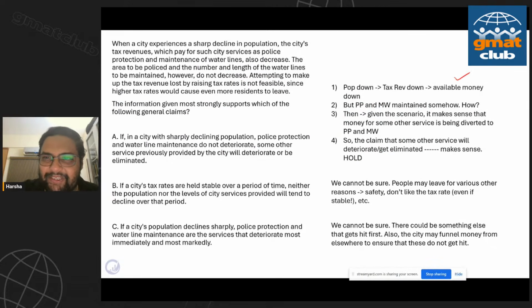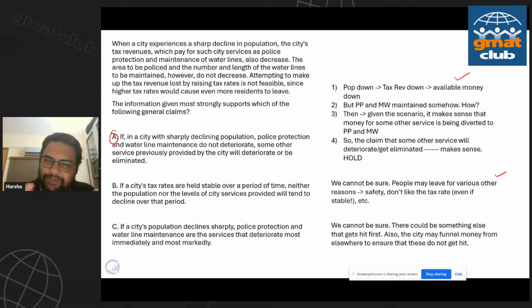And this time I've written it down so that when you guys get the deck, you can see this logic as well. So choice A, not a very popular choice clearly in this particular group, but it's a tough question and it is the right choice. Why? What does choice A say? If in a city with sharply declining population, police protection and waterline maintenance do not deteriorate, some other service will probably deteriorate. Not probably, this is fairly certain. Some other service will deteriorate or be eliminated.